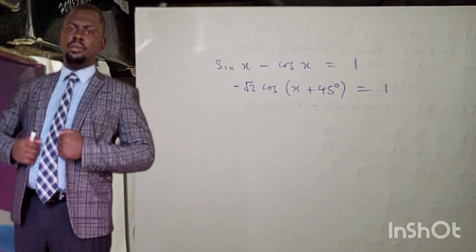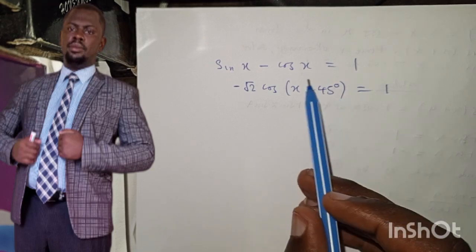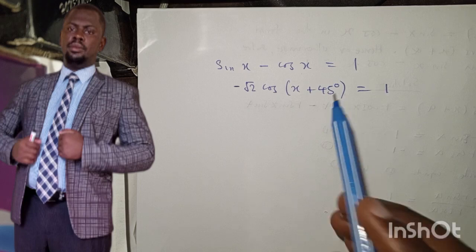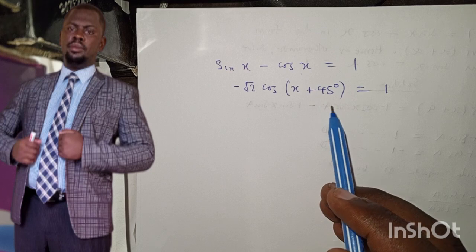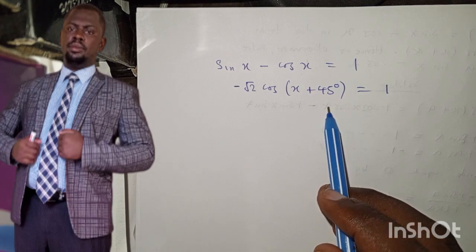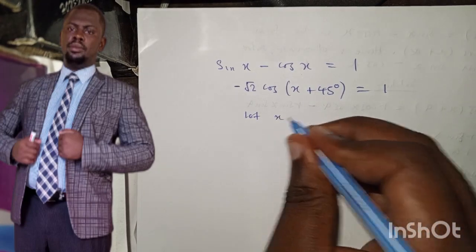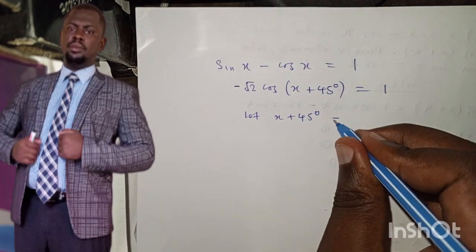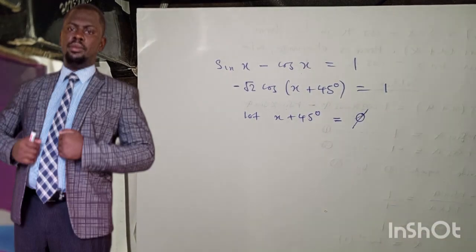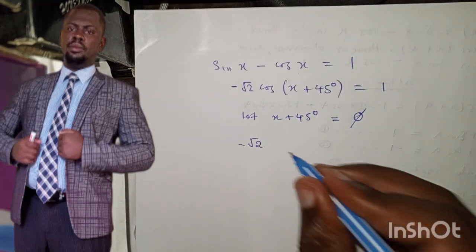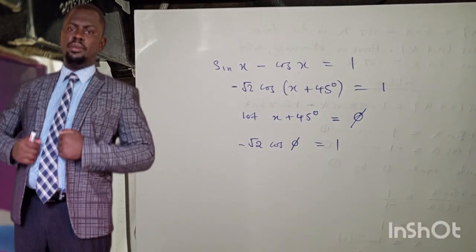So we need to solve for x. So what are we going to do here? The easiest way of calculating for x is first to find the value of this whole thing, x plus 45 degrees. So where there is x plus 45 degrees, we are going to put just a single term so that we calculate it easily. So we can just say let x plus 45 degrees equal to phi. So we are going to have minus square root of 2 cos phi is equal to 1.